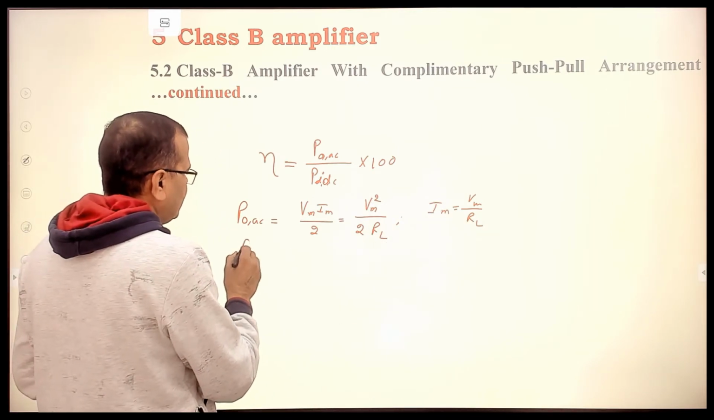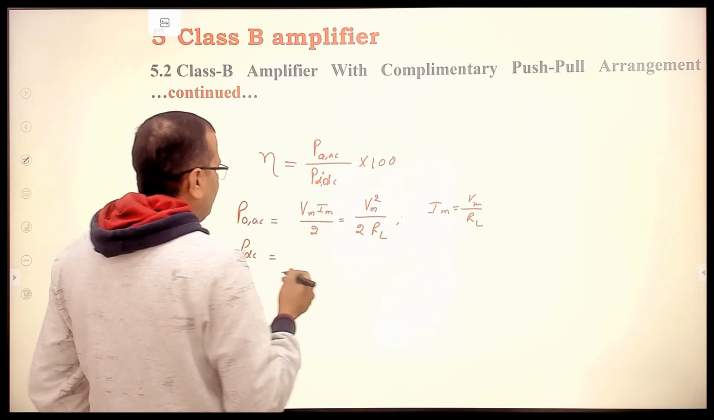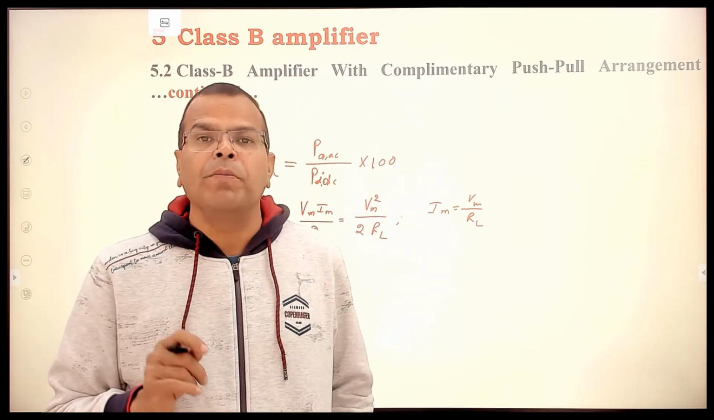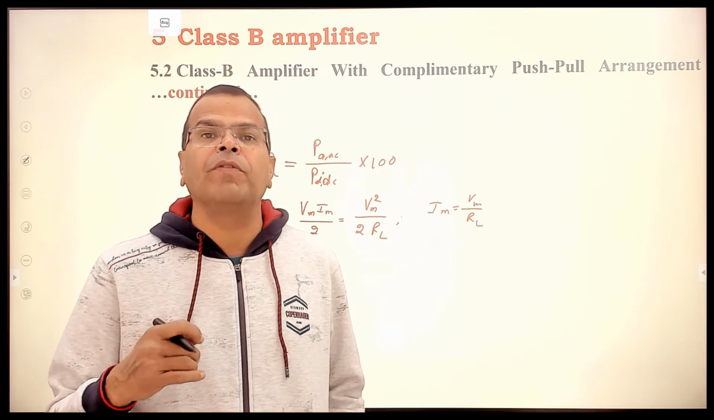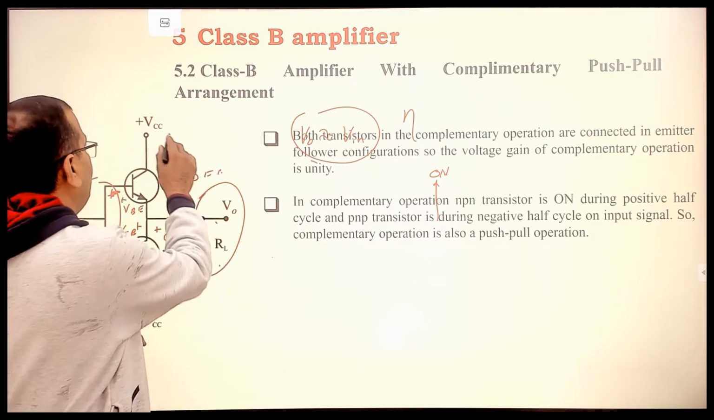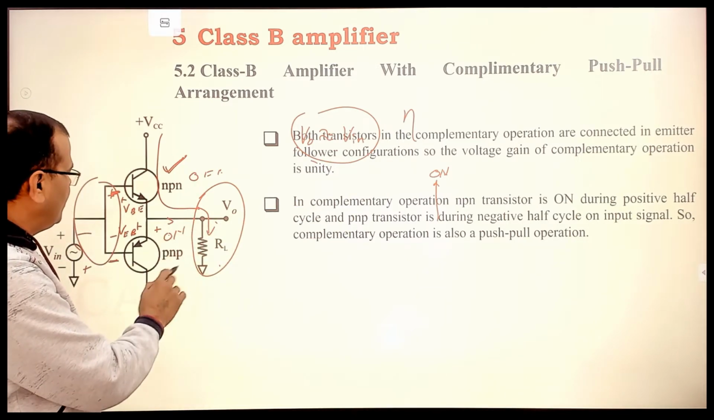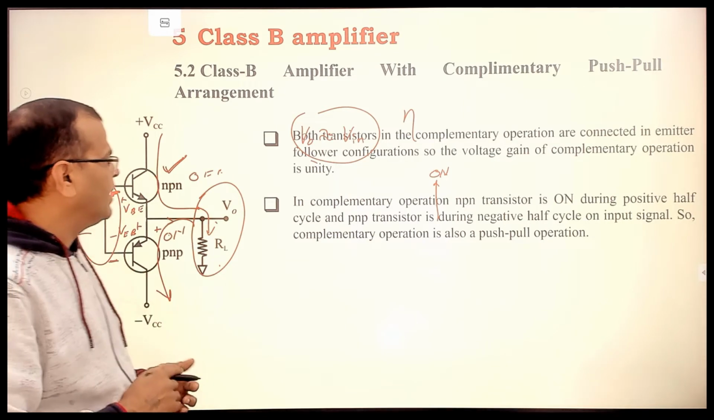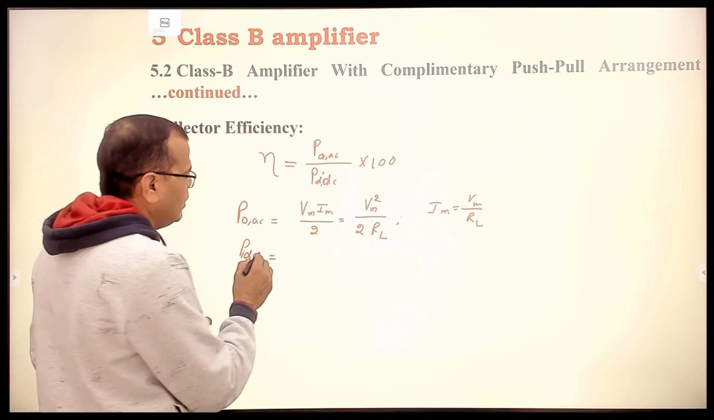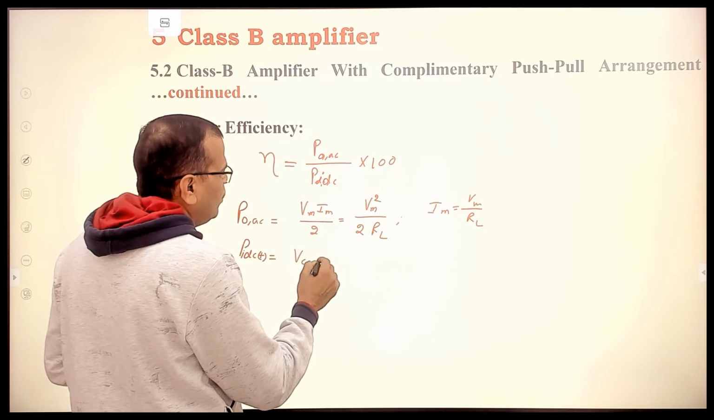Now let us talk about the DC input power, right? In DC input power, we have to take two half cycles, because during the positive half cycle power is coming from plus VCC, and during the negative half cycle power is coming from minus VCC. How does that happen? Please see it carefully. When this is on, power will be flowing from here to here, and when this is on, power will be flowing from here to here, this way. Current will be flowing this way, right? So during the positive half cycle, power is flowing from plus VCC. So that will be equal to plus VCC into the current.